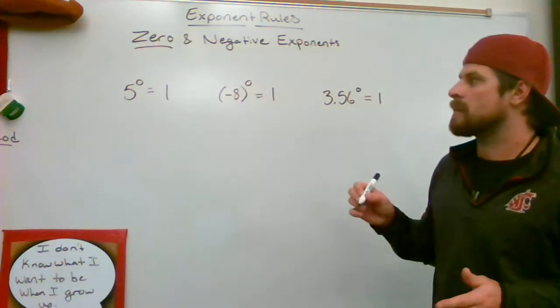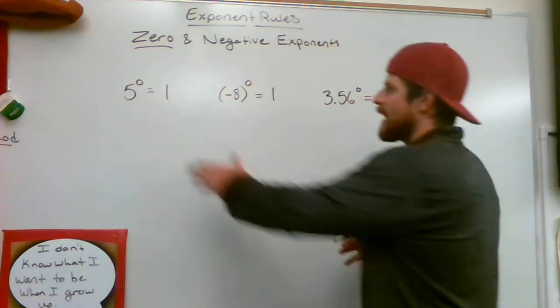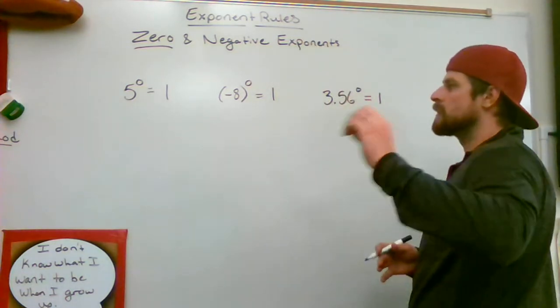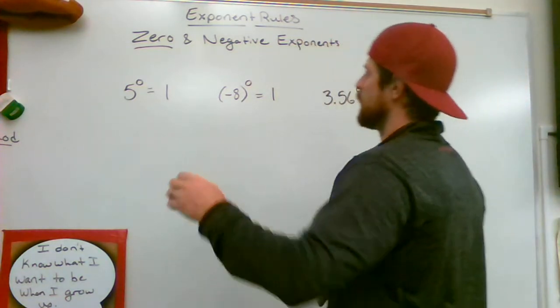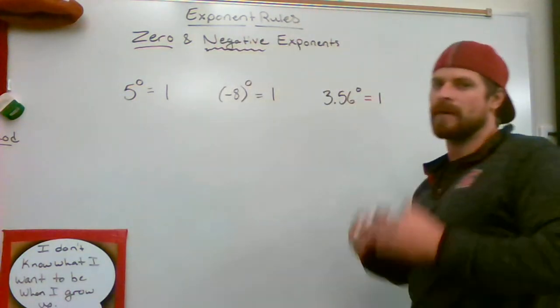Okay, so there's zeros. You need to know that. That's just a go-to. It's not a really tricky thing or concept to understand. Just have that memorized. Anything to the 0 power is 1. Now, the one thing that's a little bit trickier to understand is negatives. How do negative exponents work?